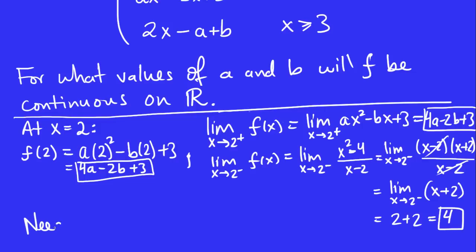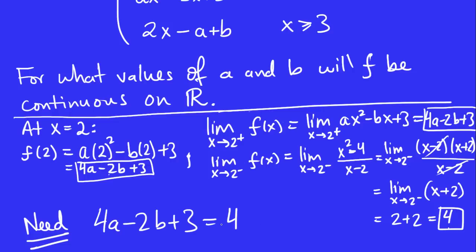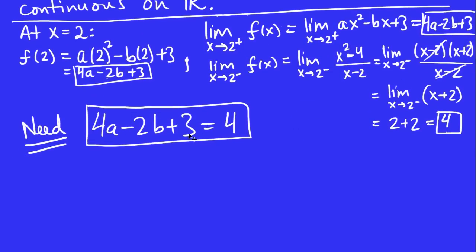So in order to be continuous at 2, we need these 3 quantities to be equal. Obviously, the 4a minus 2b plus 3 is the same on both. So we need basically 4a minus 2b plus 3 to be the same as 4. And as long as that's true, I'm guaranteed to be continuous at x equals 2. Now, this equation has 2 variables. This is one equation and 2 variables. You cannot solve that equation for a and b explicitly as unique numbers.